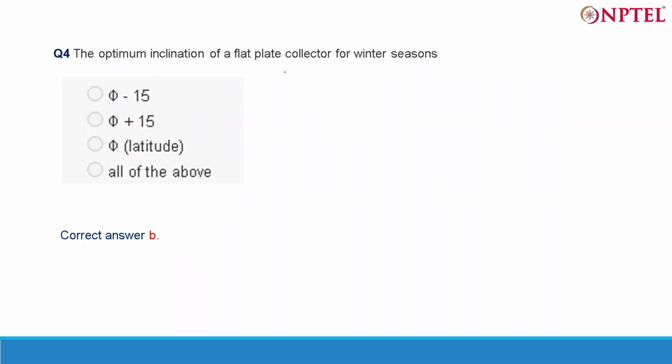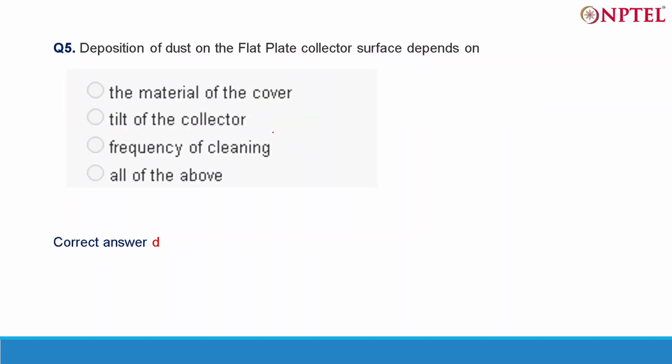Optimum inclination angle of flat plate collector for winter season. So mind it, this is saying winter season, as opposed to summer season. So basically, for winter season, it's latitude plus 15.